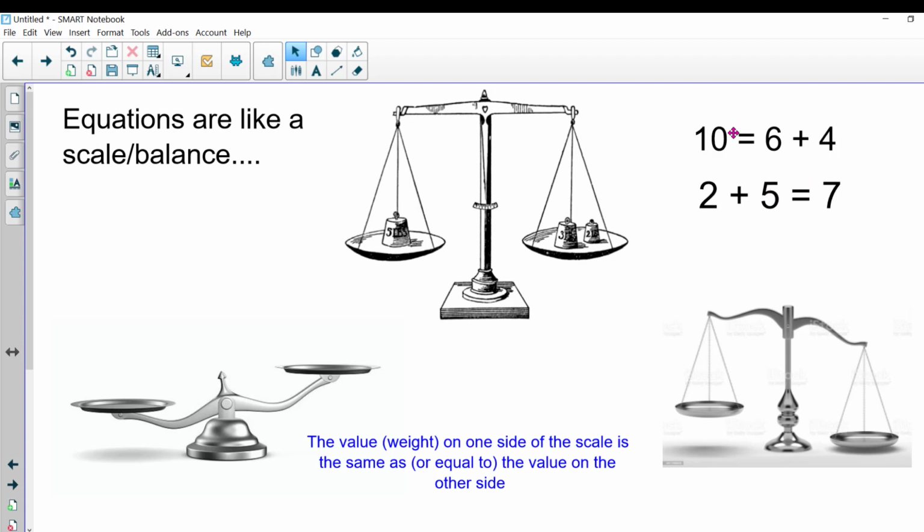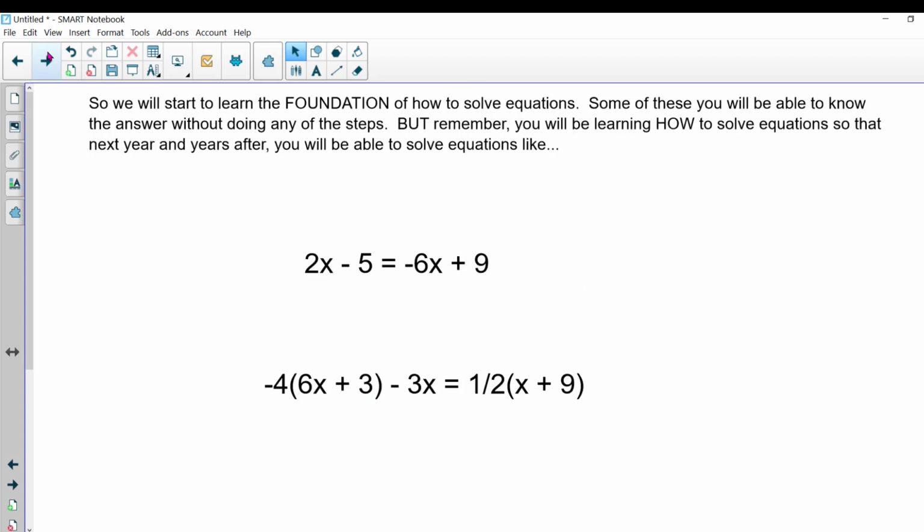And it doesn't have to have the answer, so to speak, on the right side. Maybe it's like this, where I have one object that weighs 10 ounces on this side of the scale, and another that weighs 6, and another object that weighs 4 on this side. Well, it would be balanced because they both have the same value. What's on one side of the equal sign is the same value as what's on the other. In this case, they both have 10 as a value. So those are some basics of the equations and what they mean.